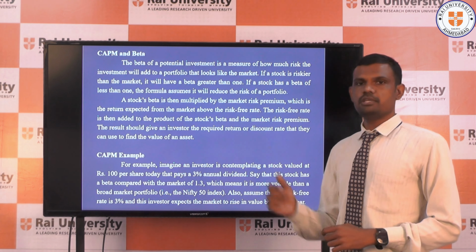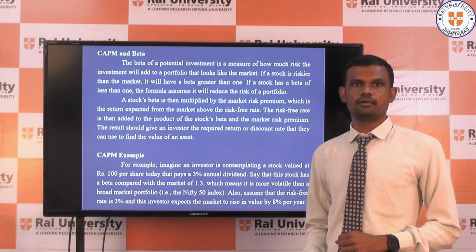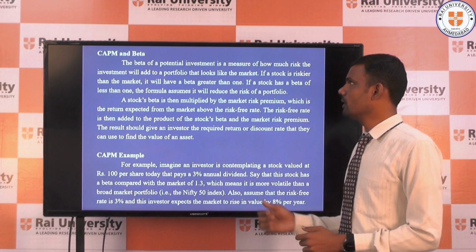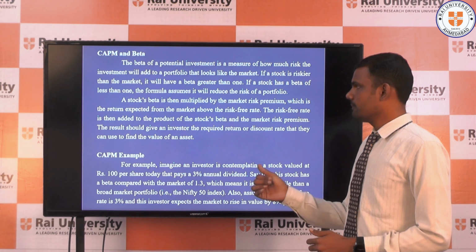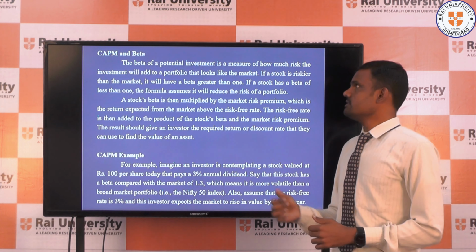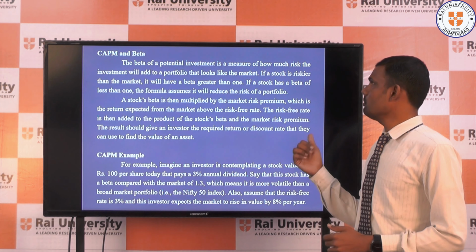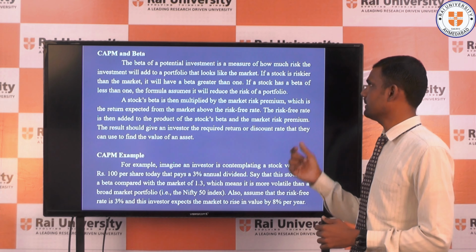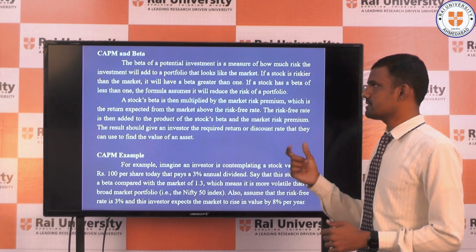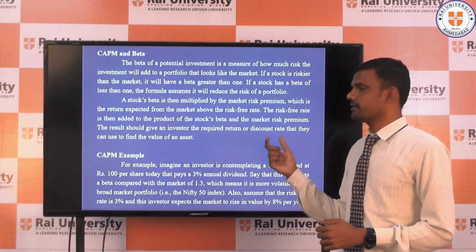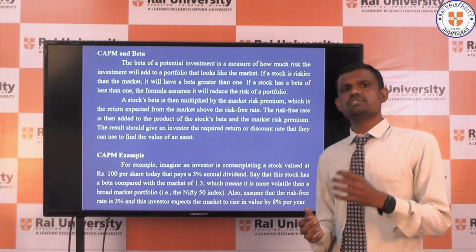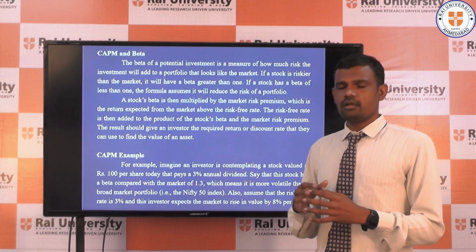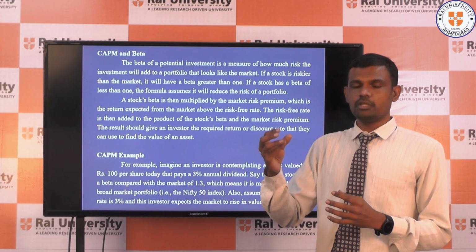Now another major concept is CAPM and beta. In the previous slide we discussed CAPM. Now about beta. Beta of a potential investment is a measure of how much risk the investment will add to a portfolio that looks like the market. If a stock is riskier than the market, it will have a beta greater than 1. So we see this various times. How does beta represent a particular value?